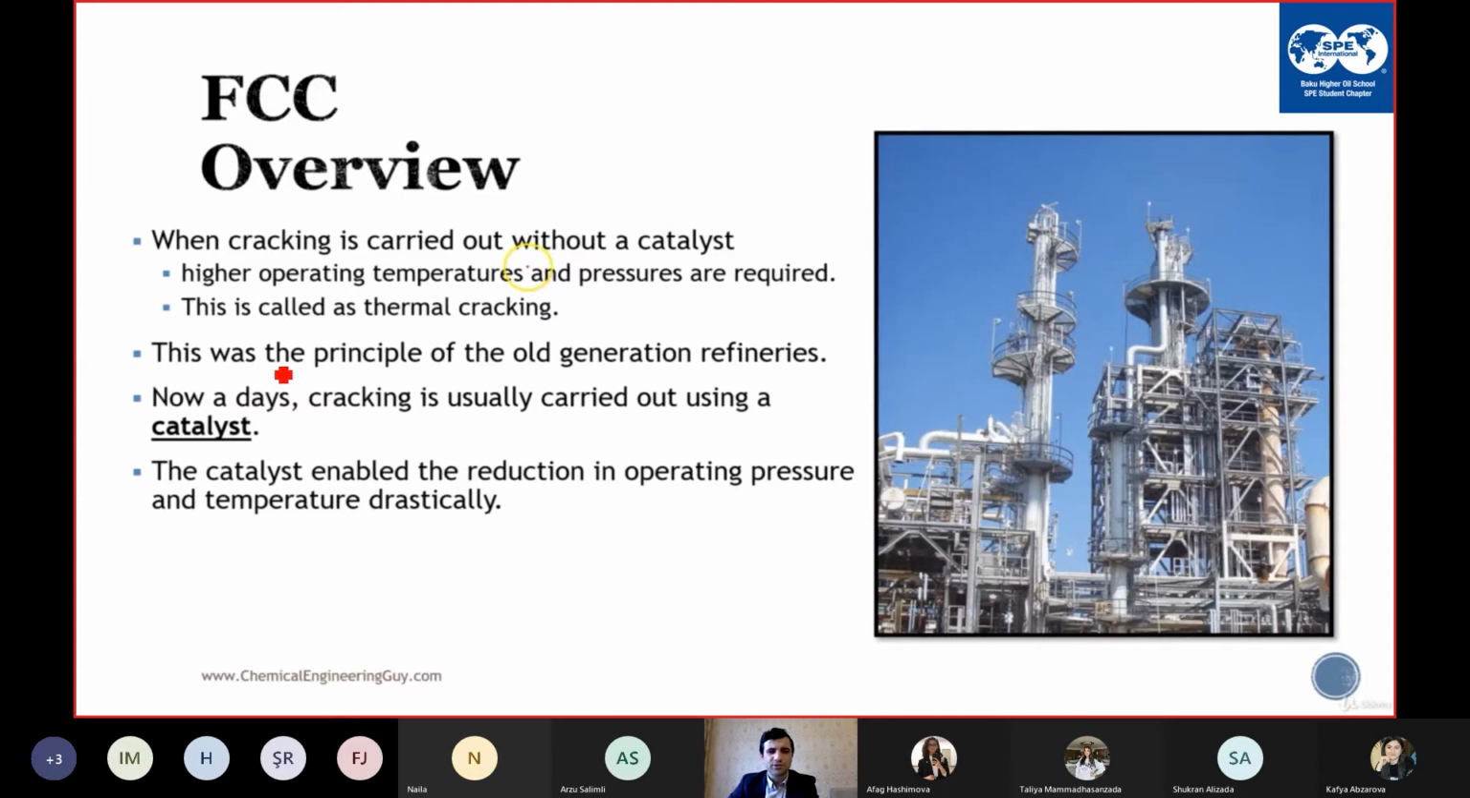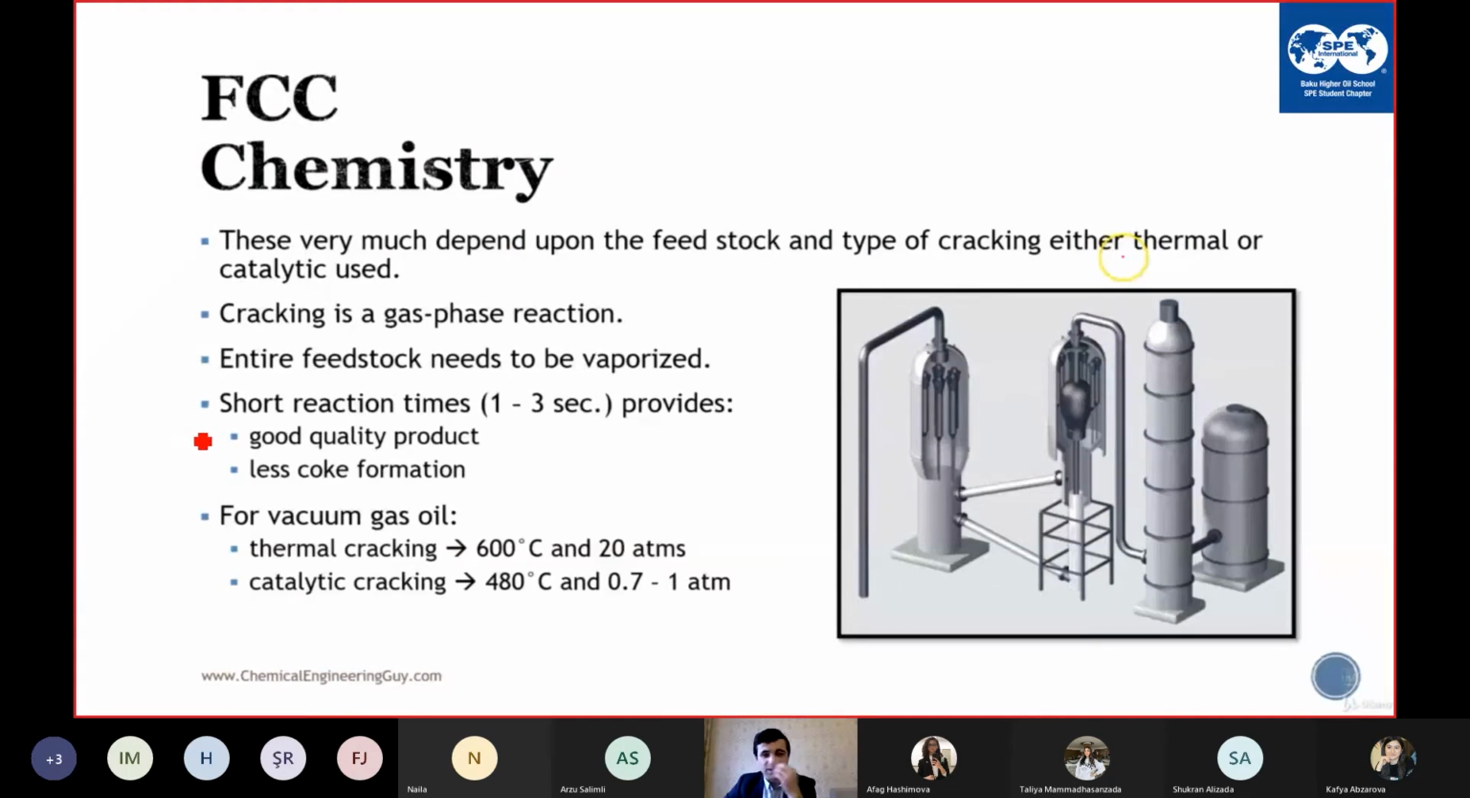So the FCC overview is that when cracking is carried out without a catalyst, higher operating temperatures and pressures are required. So when you have the higher temperature, higher pressure, your capex, meaning the capital costs, the costs to construct, let's say, the reactor or regenerator for higher temperature and pressure, becomes higher. But nowadays all the processes are with catalyst.